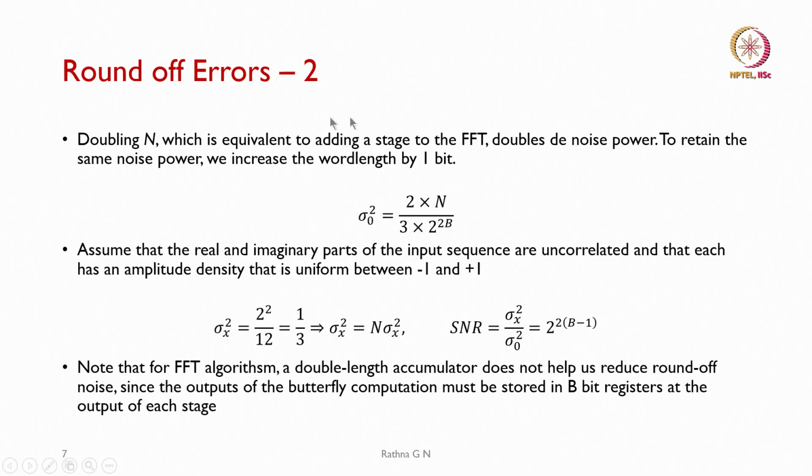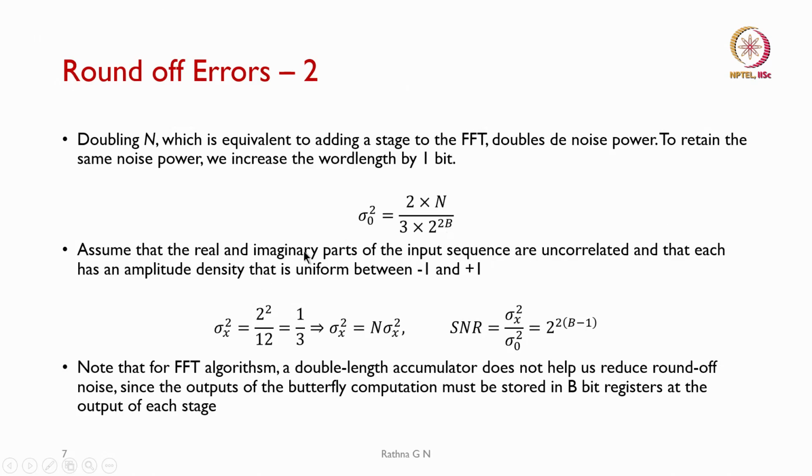So that is the reason why, when we increase n, that is doubling n, which is equivalent to adding a stage to the FFT, it doubles the noise power. To retain the same noise power, we increase the word length by 1 bit. So sigma naught squared is nothing but we are doubling the n, 2 into n divided by 3 into 2 power 2b, and then increasing 1 bit, so it becomes 2b minus 1 plus 1, which is going to be 2 power 2b.